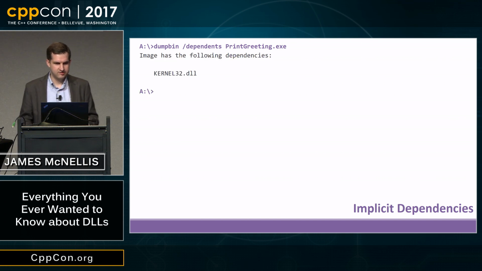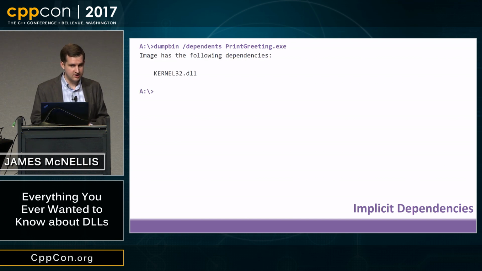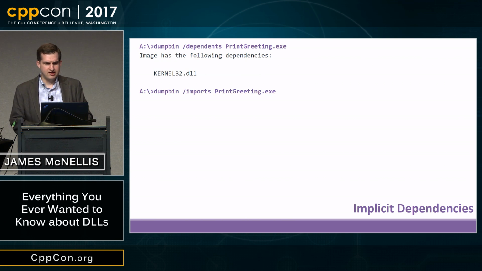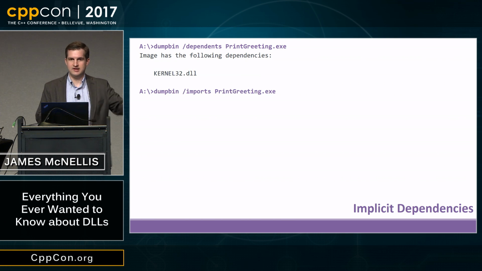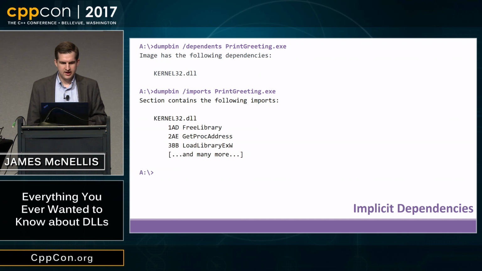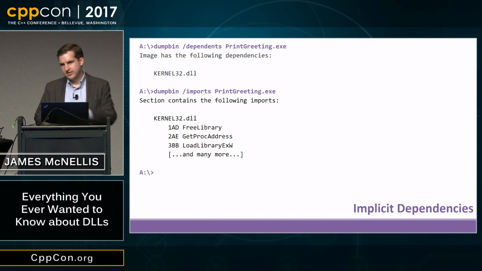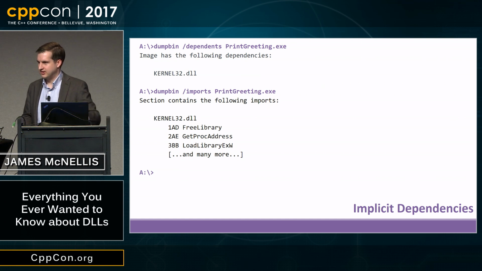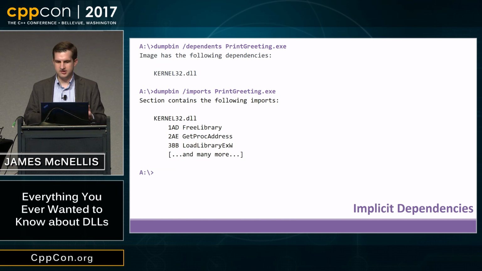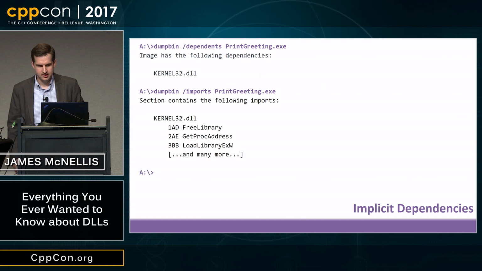Our print greeting has a dependency on kernel32.dll. And we can run dumpbin /imports to find out what exactly it's importing from that DLL. And so here it'll say, all right, it has the following imports, and we can see FreeLibrary, GetProcAddress, and LoadLibrary, which are the three functions that we called in our main function. And then it turns out, because we've statically linked the C runtime into this exe, so we can call puts, there's actually a whole bunch more imports.